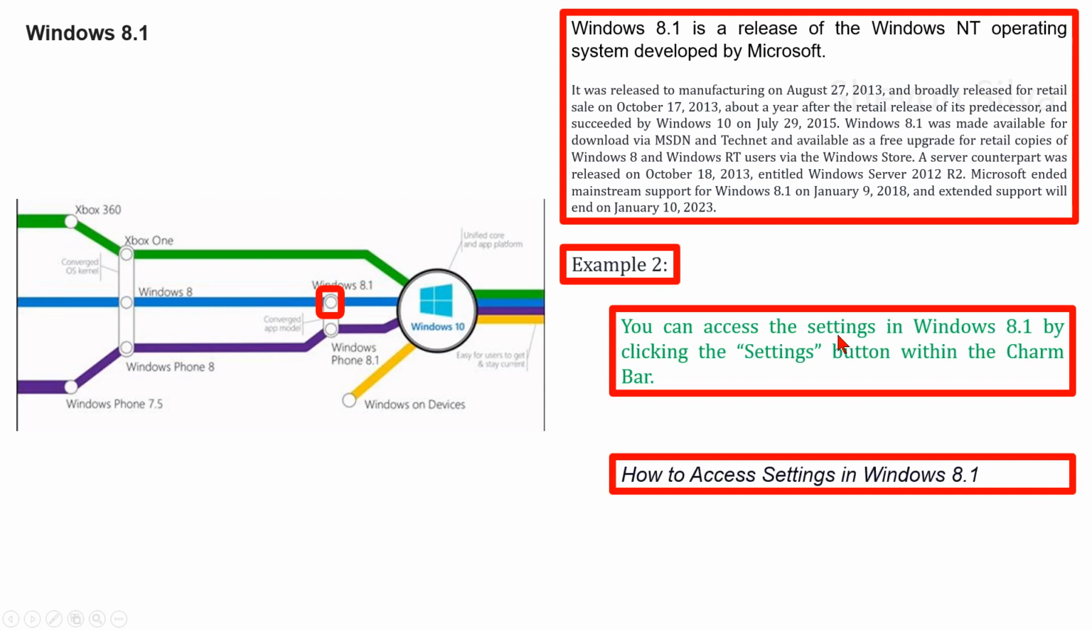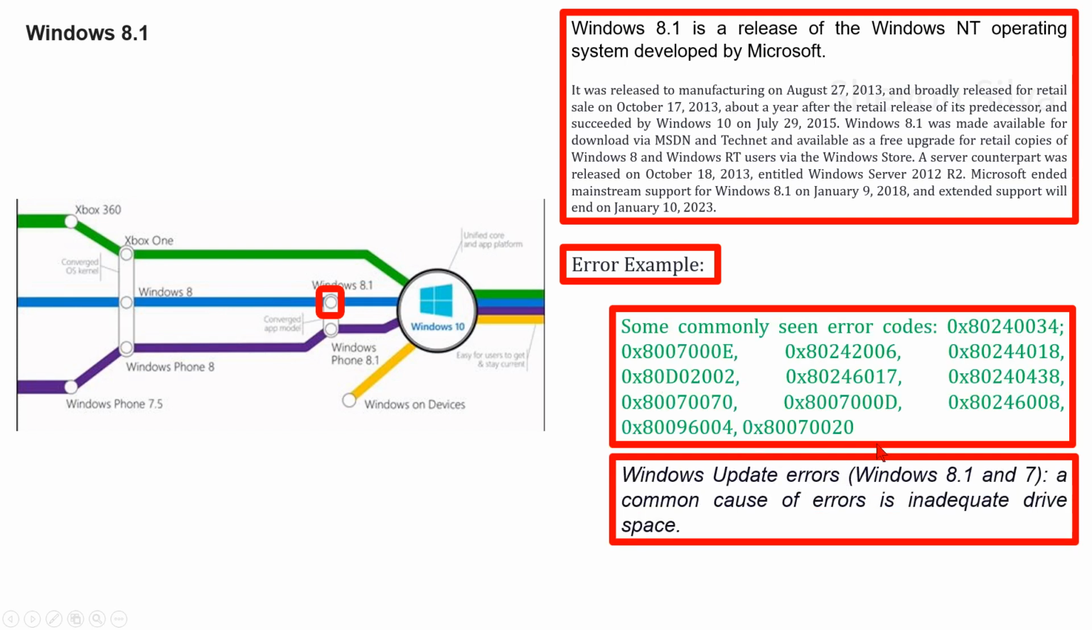As an example too, we can consider how to access settings in Windows 8.1. You can access the settings in Windows 8.1 by clicking the Settings button within the charm bar. As an example, you can see here some commonly seen error codes in Windows Update errors in Windows 8.1 and 7. A common cause of errors is inadequate drive space.